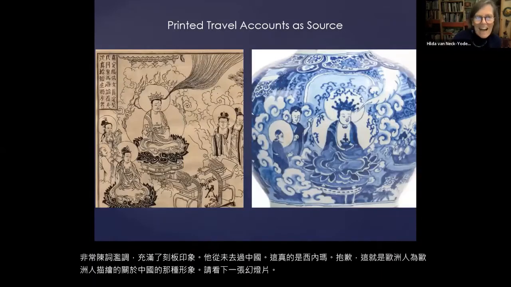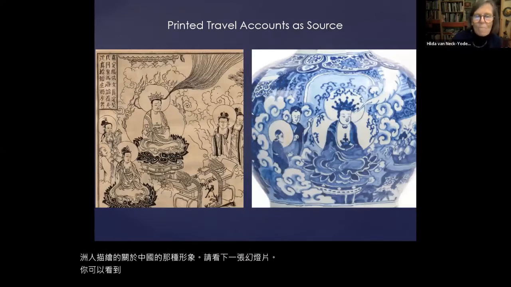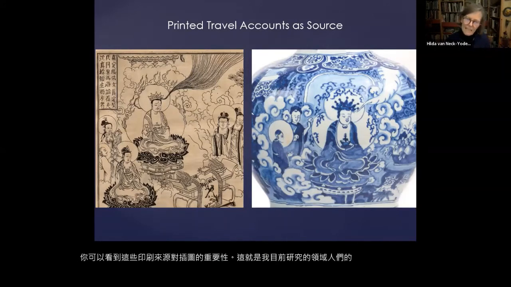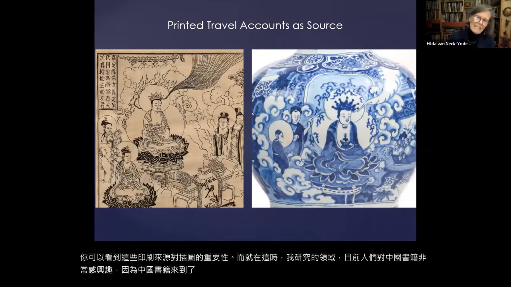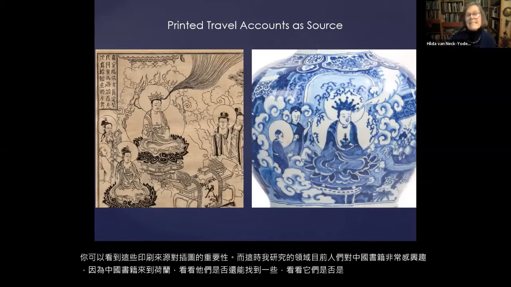And you can see how important those printed sources were for the illustrations on the vases. This is one of the areas of research at the moment. People are very interested in the Chinese books, because Chinese books came to Holland, and to see if they can still find some and see if there were illustrations in those books copied on the vases. Next one, please.